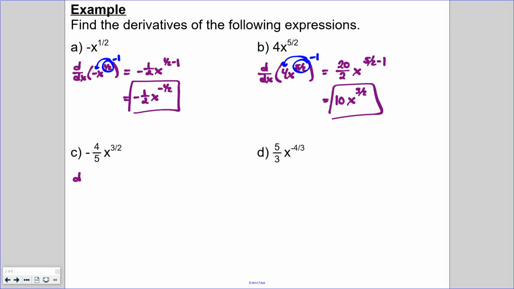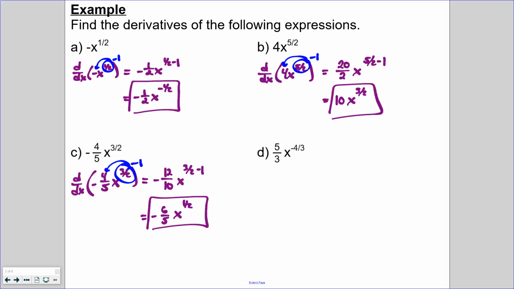Moving on to letter C, we want to take the derivative of negative 4/5 x to the 3/2 power. So that means we're going to take the exponent, multiply it to the coefficient, and subtract 1. Now we need to wait for my writing to catch up. And there we have it. All right, so what do we got? We got 3/2 times negative 4/5, so that'll be negative 12/10 x to the 3/2 minus 1. And then negative 12/10 can simplify down to be 6/5 x to the 1/2 power, because 3/2 minus 1 is 1/2.